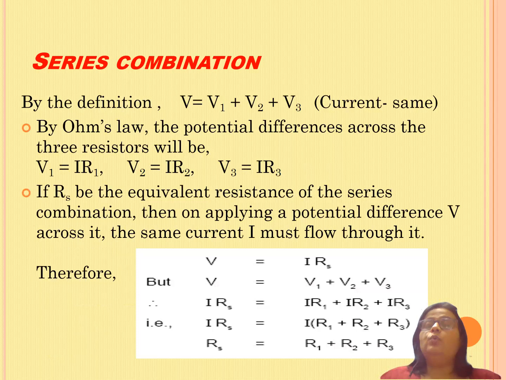The derivation is very simple. Always remember how to start your derivation: for series combination, you start with the thing which is different. In series combination, the voltage was different. In parallel combination, the current was different. So whatever is different, we will start with that. By the definition, or by observing the circuit diagram, we have seen that along three resistors we have three different voltages, V1, V2, V3, and the total is V. So V equals V1 plus V2 plus V3, and the current was the same.